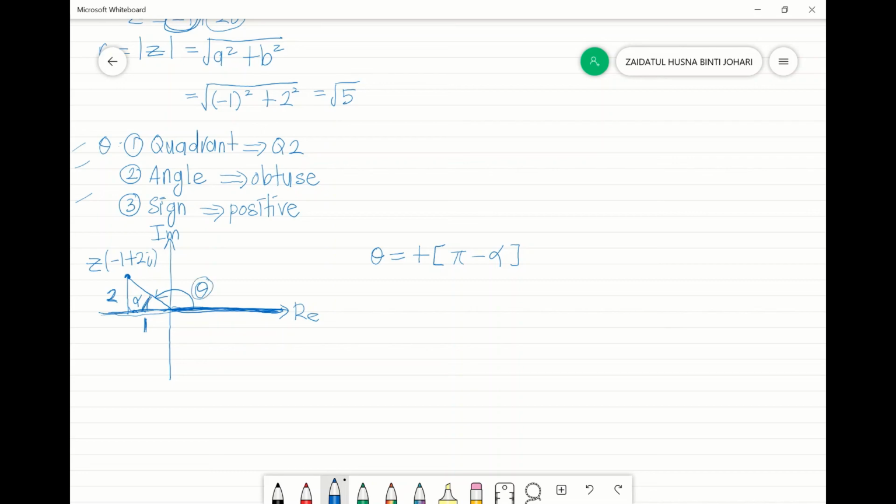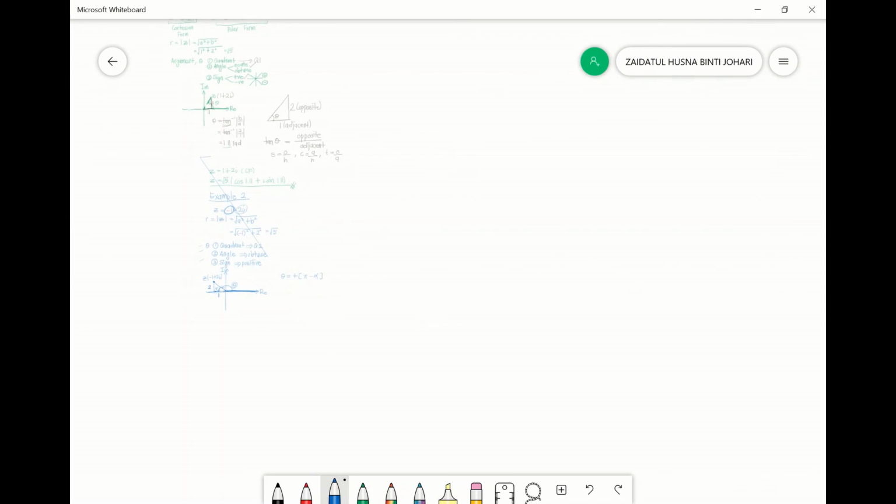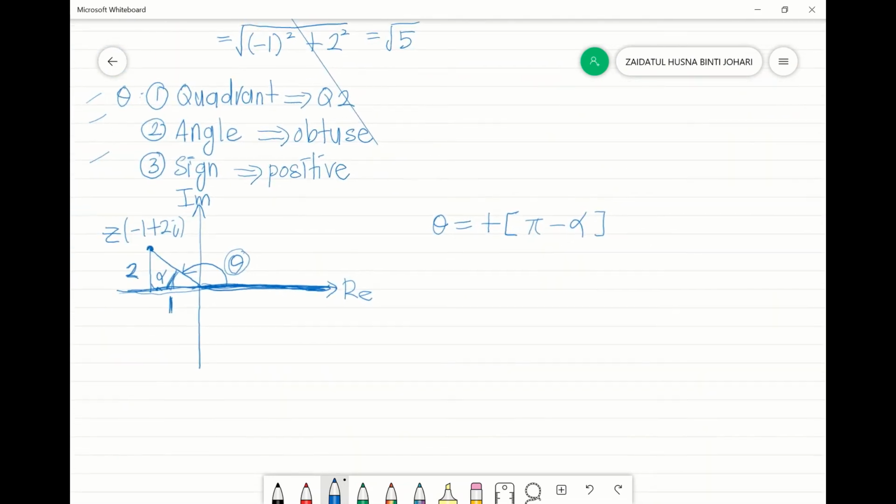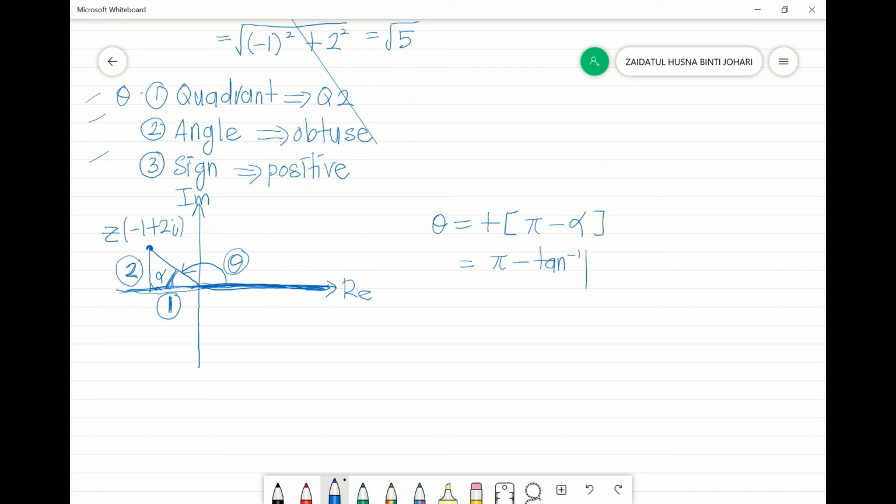Then let's find the argument. For the positive sign, if you don't put the sign, it's understood. So you have pi minus alpha. In order to find alpha, again you have opposite and adjacent here. So it's simply inverse tangent of opposite over adjacent, which means 2 over 1.